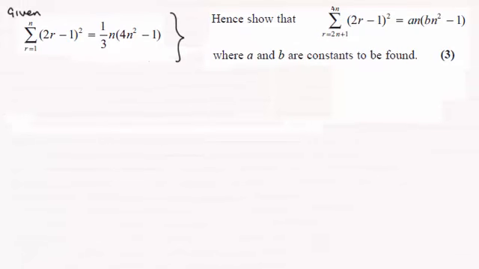Hi there. Now in this question we're given this result here that the sum of r going from 1 to n of (2r minus 1) squared is equal to a third n times (4n squared minus 1), and we've got to show this result. Just in case you can't read this because it might be quite small, this is the sum of r going from 2n plus 1 up to 4n.